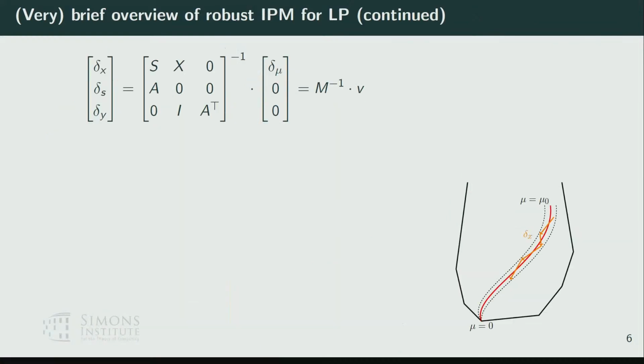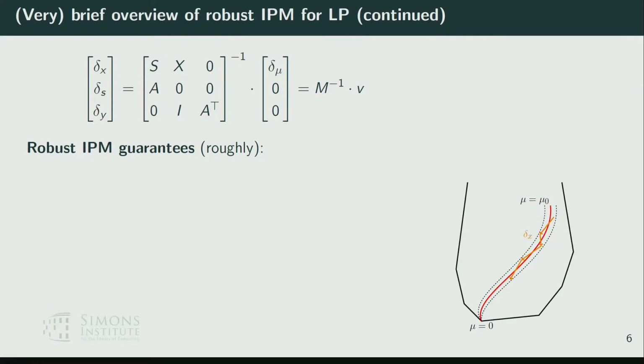Continue. So we can also, from that linear system, write delta x and delta y as the inverse of M times some vector v. So that's why we need inverse maintenance, because there's an inverse here. Okay, so next, the IPMs are actually very, okay, go ahead.